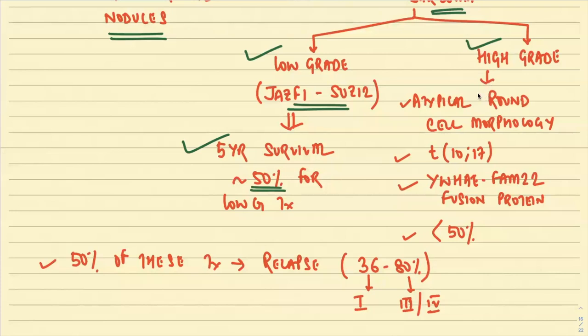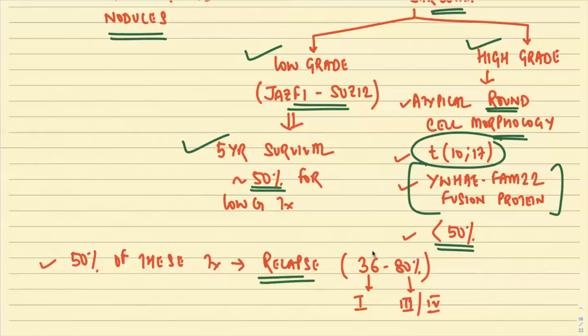Whereas the high-grade tumors show an atypical round cell morphology with translocation 10;17. And they show an important fusion protein, that is YWHAE-FAM22 fusion protein. And the five-year survival over here is less than 50%. Now, 50% of all these endometrial stromal tumors show relapse. The rate of relapse is between 36 to 80%. For grade 1 tumors, it is 36% relapse, and for grade 3 or 4 tumors, there is an 80% risk of relapse. So the average is around 50%.